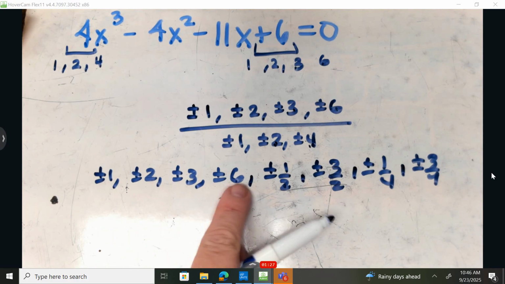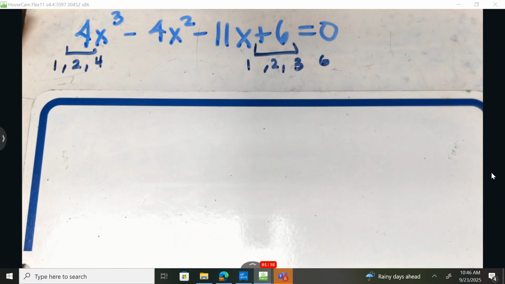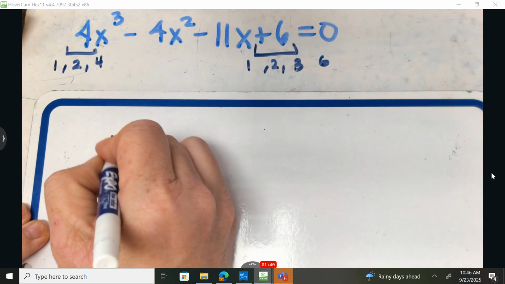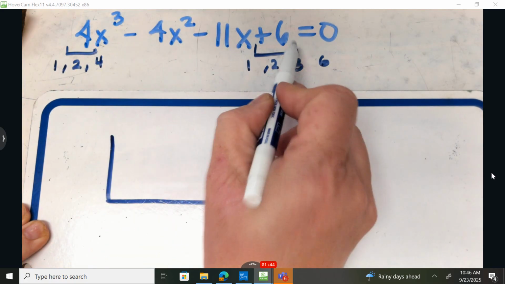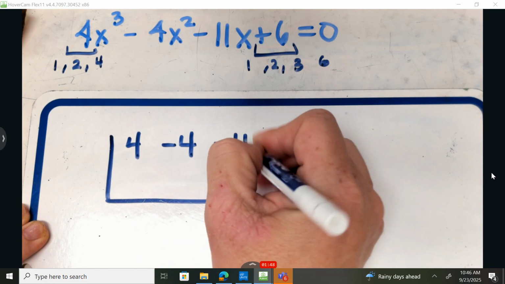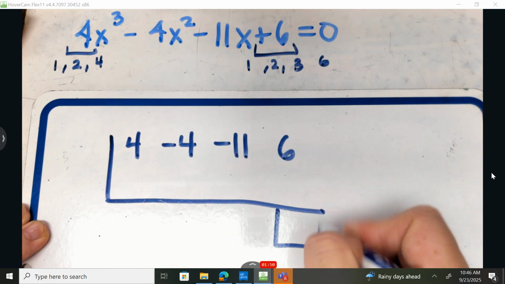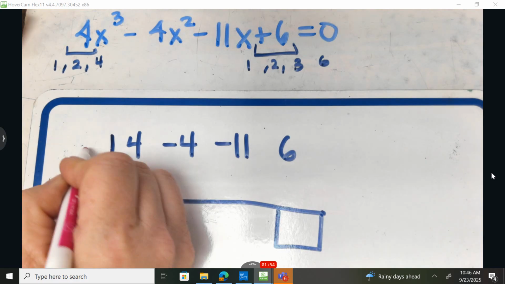2, 4, 6, 8, 10, 12, 14, 16. I sure hope I don't have to try all 16. I'm going to grab another board, and I'm going to start with 1, -1, 2, -2, and so on. Okay, we have a 3, 2, 1, and 0. There's no missing pieces. X to the third, x to the second, x to the first, and x to the 0. And I'm going to start by testing a 1.